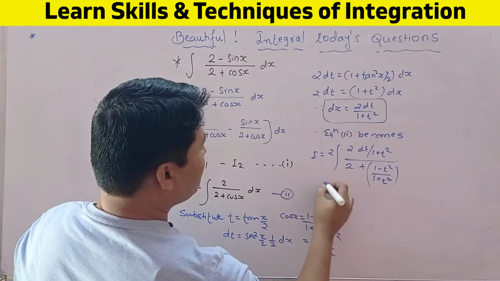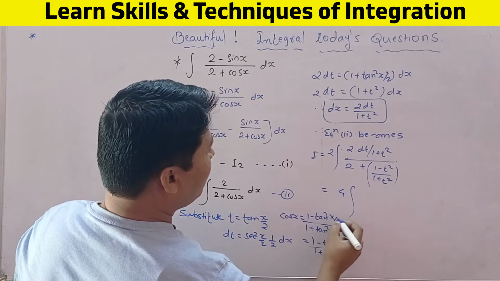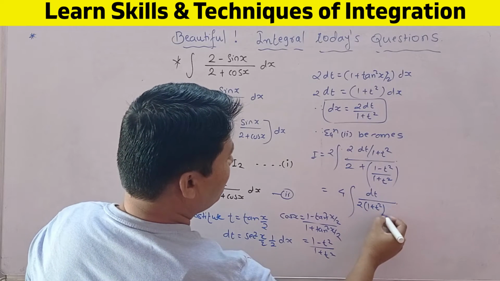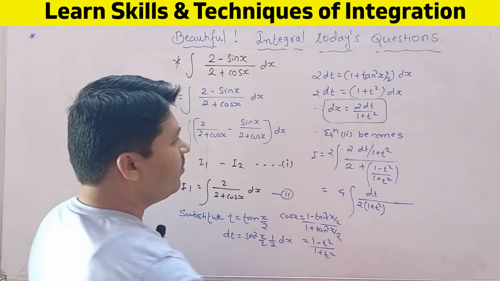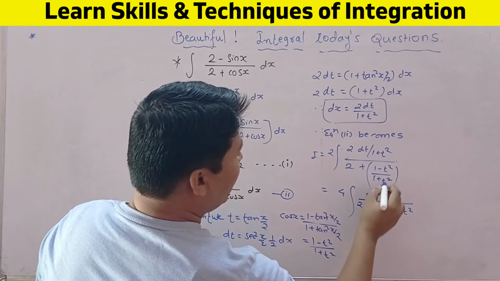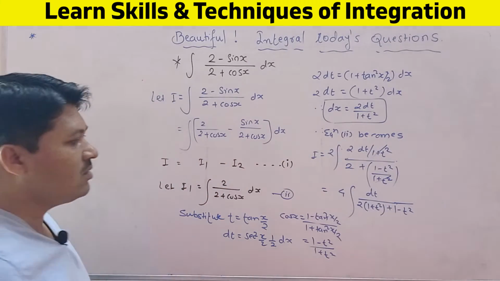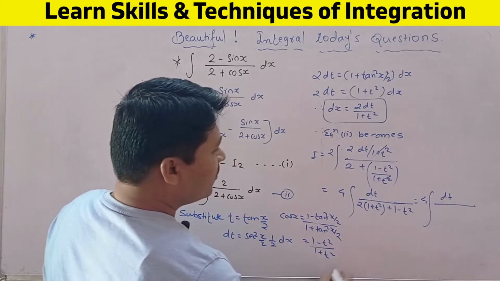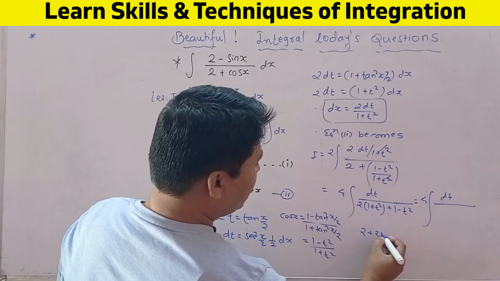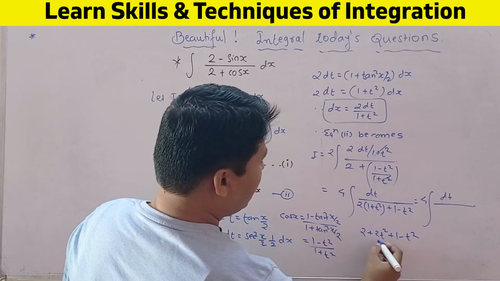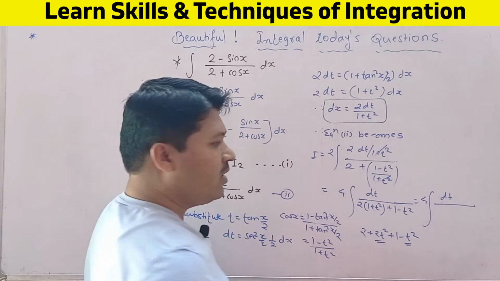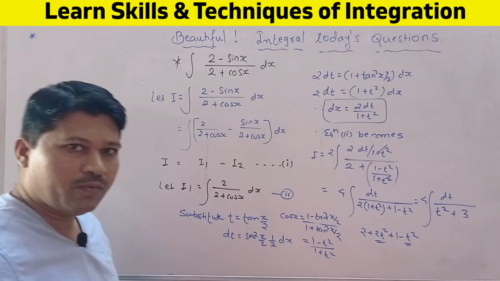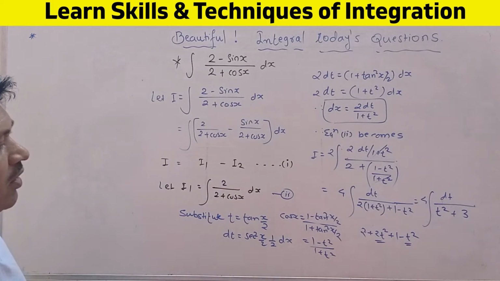Therefore this equation we can write as 2 into 2, that means 4, the integration of dt upon 2 times (1 plus t square) plus (1 minus t square), and the 1 plus t square cancels. This integration we can write as 4, the constant term, dt upon 2 plus 2t square plus 1 minus t square. That means 2t square minus t square gives t square, and 2 plus 1 gives plus 3. Now we can find the solution.